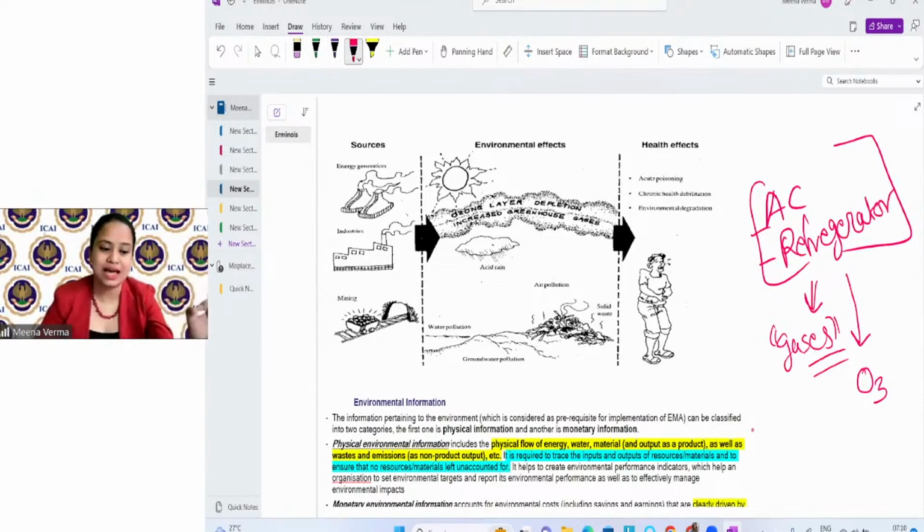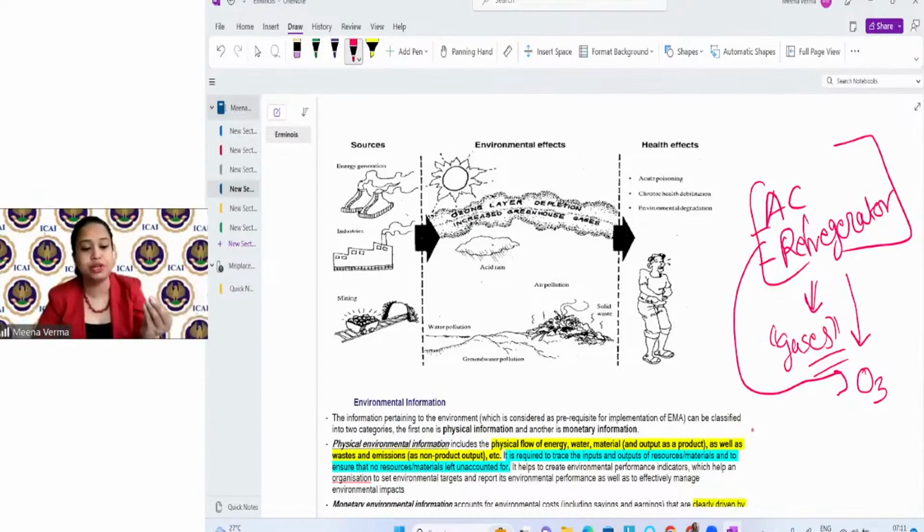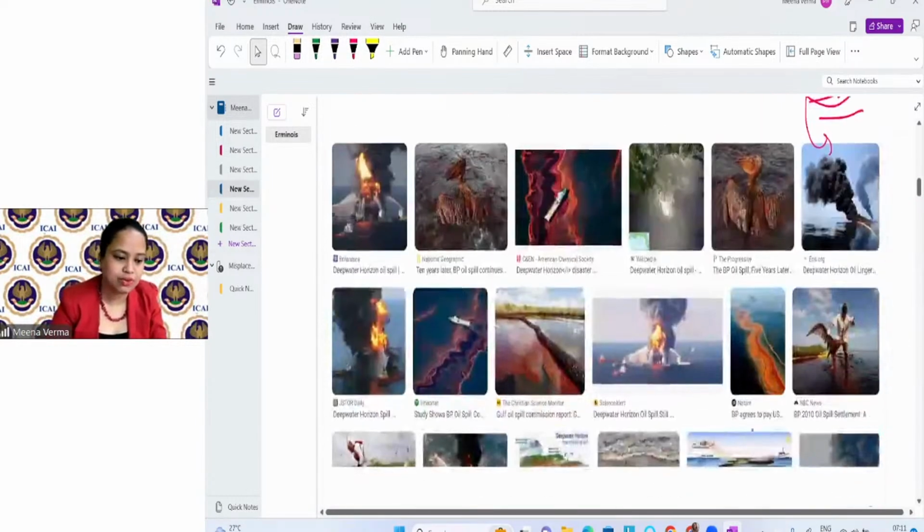But if we are depleting this ozone layer, O3, what will happen? Those harmful rays will reach the earth, and it may result in harmful diseases like skin cancers and many other types of cancers, skin diseases. All right, so I hope you can understand how important it is for every organization to be responsible toward the environment. All right, let me give you one more example.